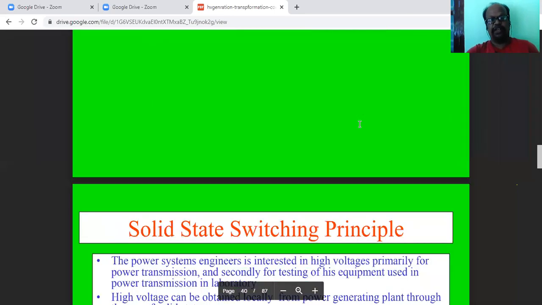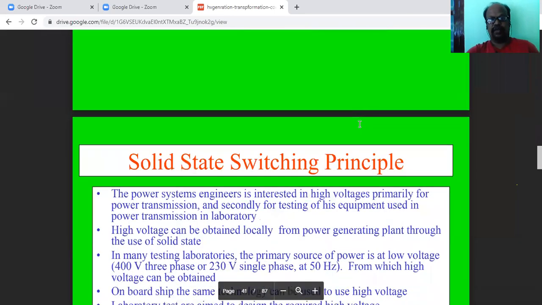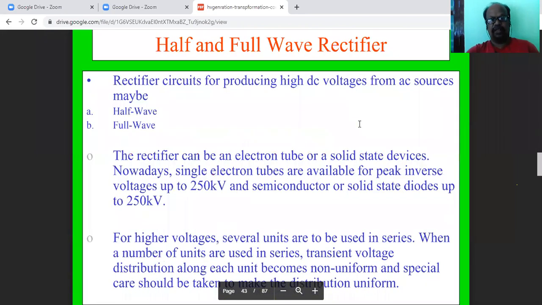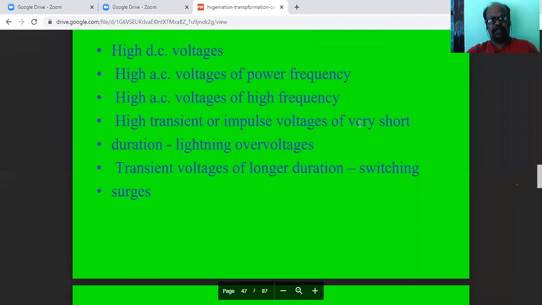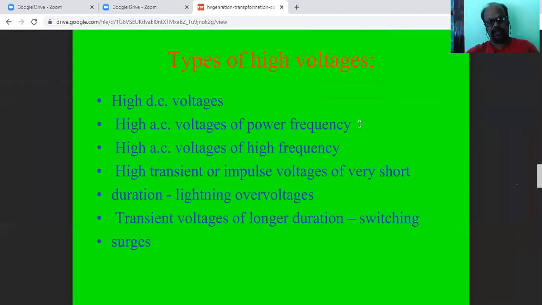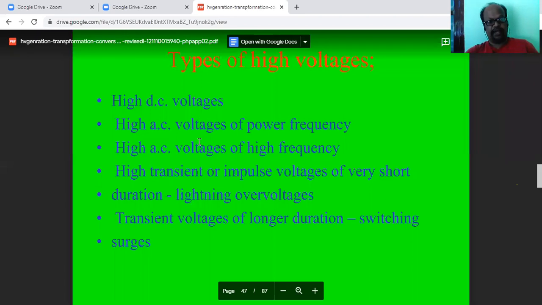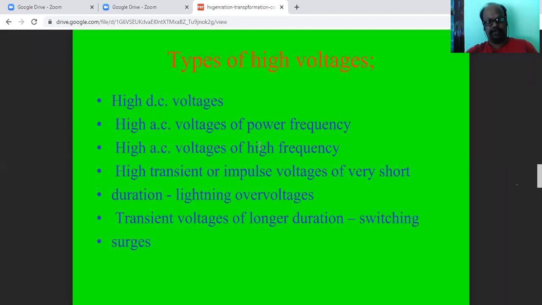These are all things you already know, the solid state switching principle and all. We already studied the rectifier arrangement. Next we will see what the types of high voltages are. Of course, this many high voltage types are there. We are interested only in high voltage AC and high frequency. For example, here the third case: high AC voltages of high frequency, and high AC voltages of power frequency.